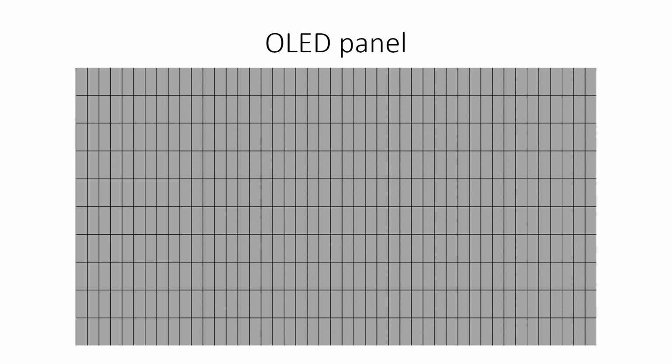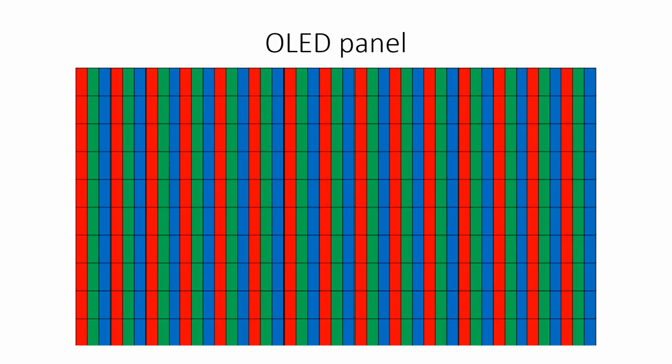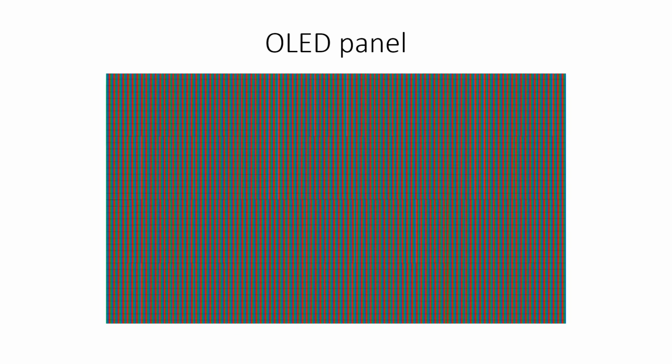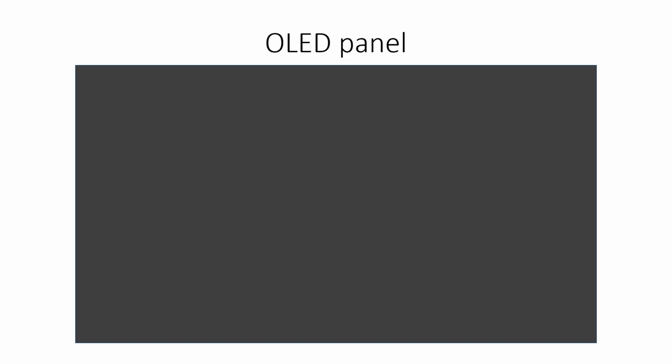This is a close-up view of the OLED panel. A colour filter panel is then placed over this panel. Zooming out to normal viewing distances, the naked eye is then unable to discern the individual pixels. Finally, a glass screen is placed over the whole assembly to create a flat panel screen.